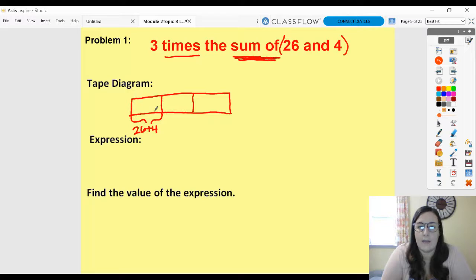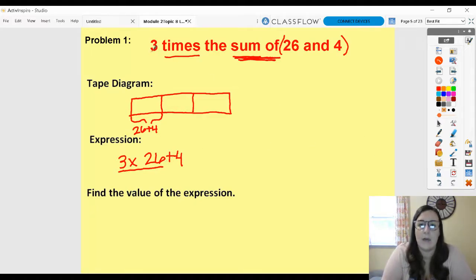So if this part of my tape diagram is 26 and 4, then it leads you to believe that every piece of that is the sum of 26 and 4. Now we're going to write it as an expression, so we're going to write it out with our numbers. So we want to take 3 times, or make 3 copies of, we can't just say 26 and 4 like we do here, because with PEMDAS, what I would do first is multiply 3 times 26, and that's not what the expression is saying.